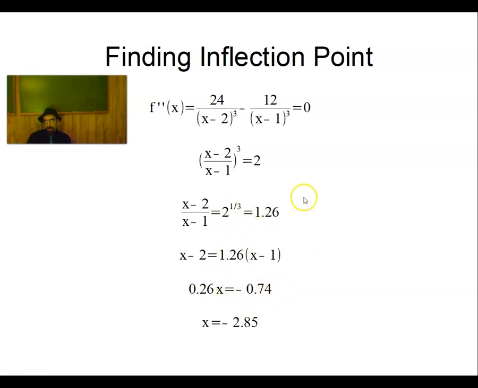Algebra happens. Right, so this 1.26 is obviously a rounded figure. You could keep it a little more precise if you wanted to, but I want to have it in decimal notation so that we can actually put it on the graph. We get that x is around negative 2.85. So we get a potential point of inflection at negative 2.85 and no other potential points of inflection.